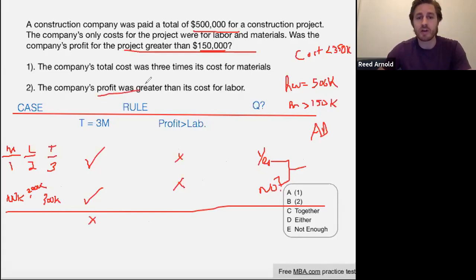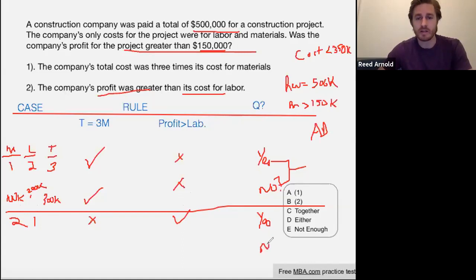This tells me that the profit was greater than its cost of labor. Interesting. We know the total profit is greater than the cost of labor. So let's say labor cost $1. And let's just do the materials cost $2. Okay. Is the profit more than the cost of labor? Yeah, by a lot. Was it more than $150,000? Yeah, by a lot.